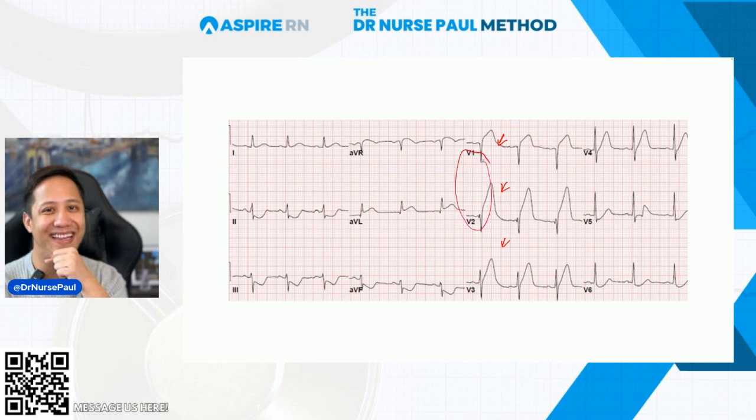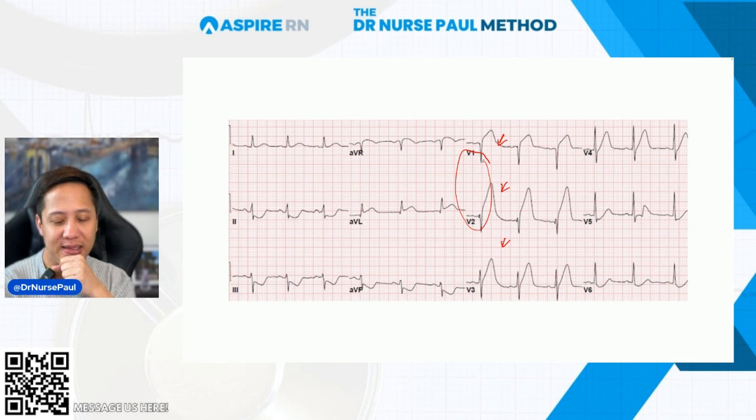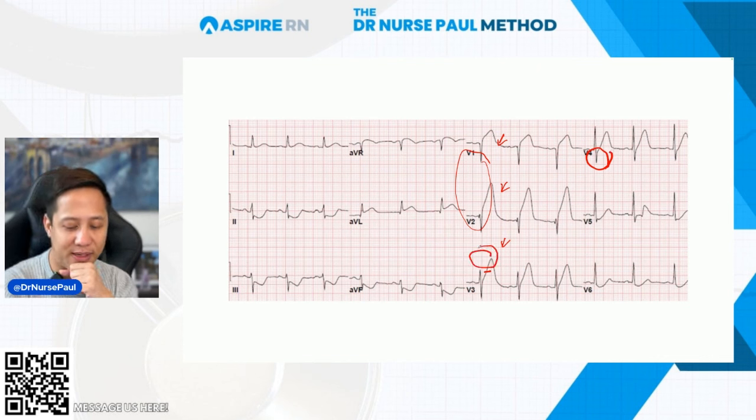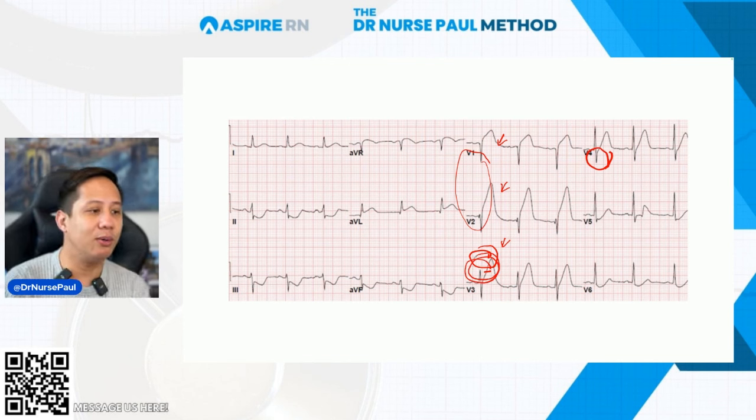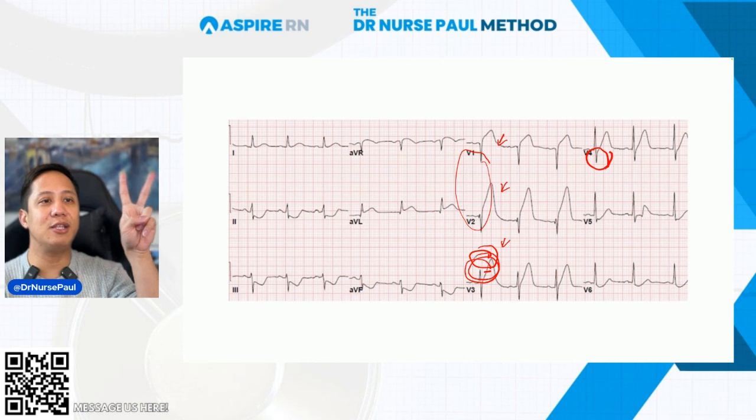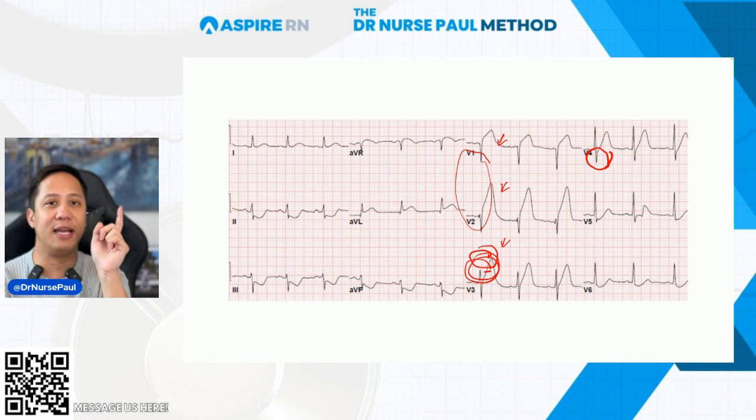Septal. All right? V3 is also elevated, but V4 is normal. You see that? This is elevated right here. The rule is it has to be two per area to qualify. Since V3 is elevated and V4 is normal, it is not considered an anterior MI.